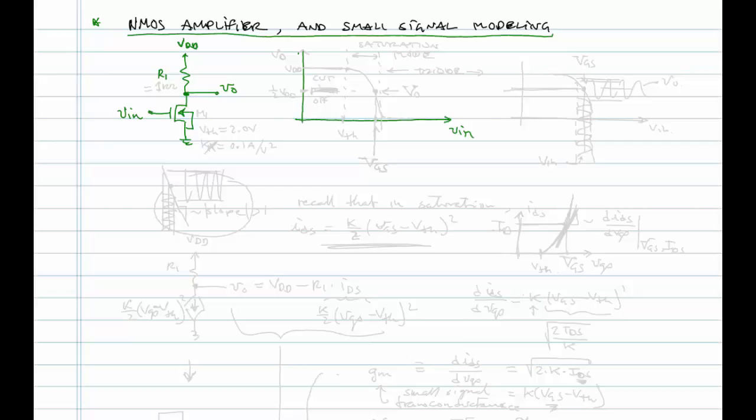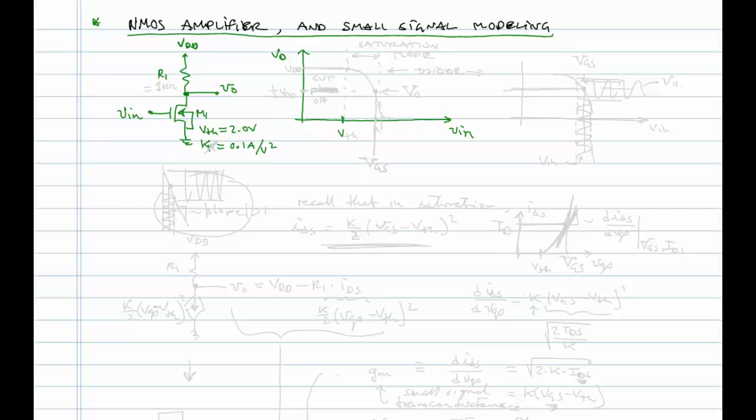We'll plot VO on the vertical and Vin on the horizontal. This MOSFET, M1, has a threshold voltage, we'll say it's 2 volts, and a transconductance coefficient, K or Kp, equal to, we'll say, 0.1 amps per volt squared.